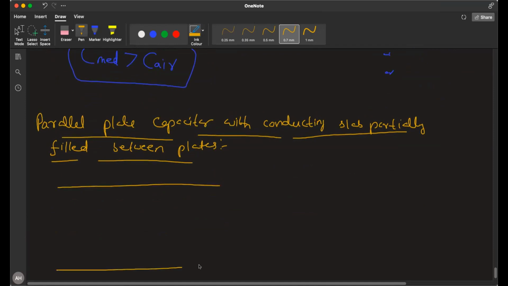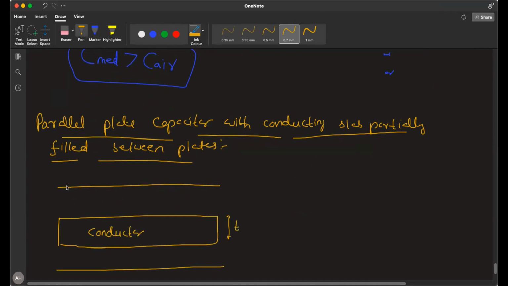So this is parallel plate capacitor. You take a conducting slab. This is a conductor. Thickness is t. The separation between them is d. And t is less than d. And again, this is air and this is conductor.